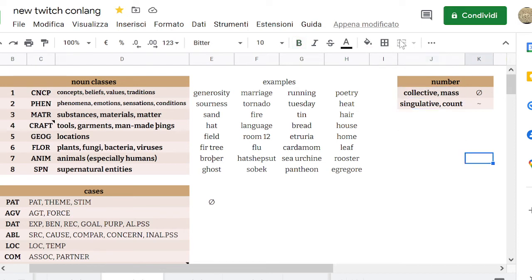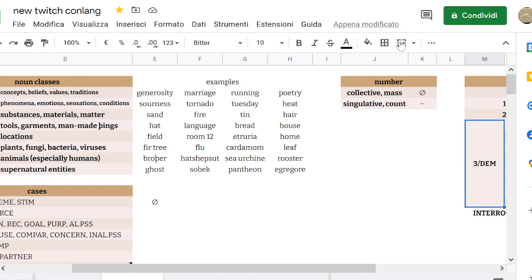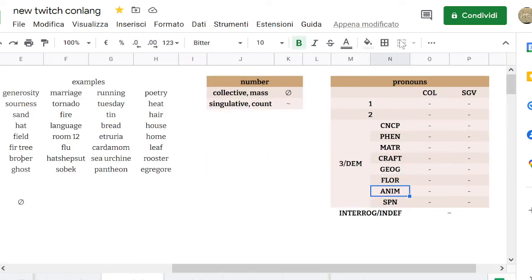Really, the way that this matters grammatically the most is with the pronouns. So like my third person pronoun, before I had human versus fauna, and so human was like she or they or he or something like that in the singulative, and then they were all of them collective in the collective.